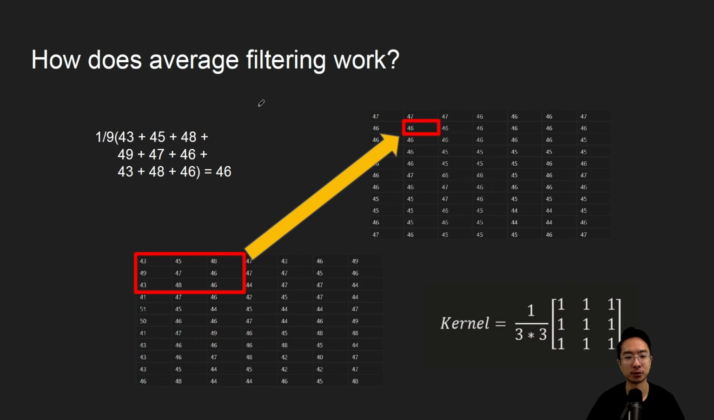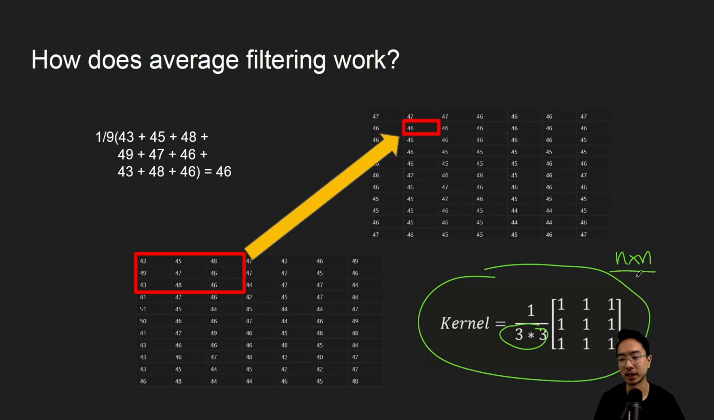So how does average filtering work? We will do convolution using this kernel here. This kernel is 3 by 3, but you could actually choose this to be any size. In general, it could be n by n, where n could be any value, as long as the kernel is not bigger than the image, up to some constraints. But usually, it's going to be a lot smaller than the image.